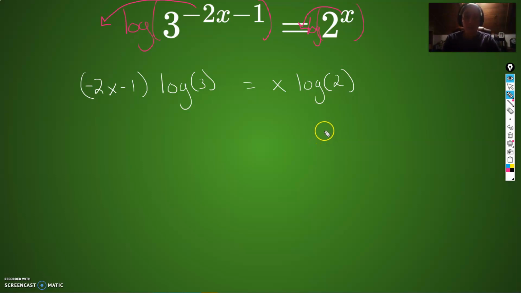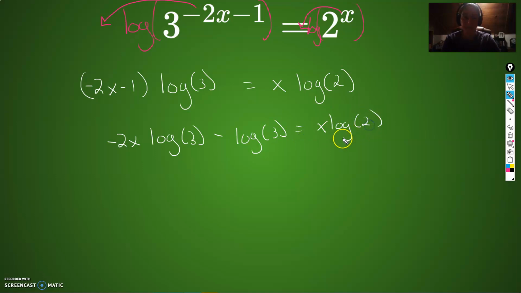Let's do some expanding. I'm going to use the distributive property here. Log of 3 minus 1 times log of 3 equals x log 2. Okay, I really need all my x's together, so that's exactly what I'm going to do. I'm going to subtract x log 2 from both sides, and also add log 3 on both sides.